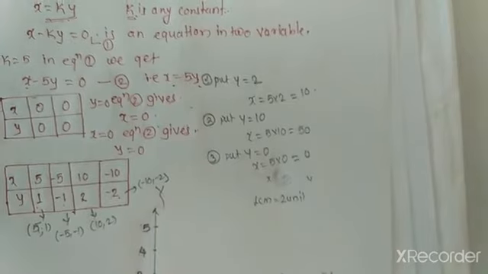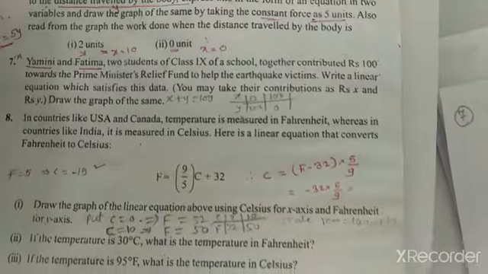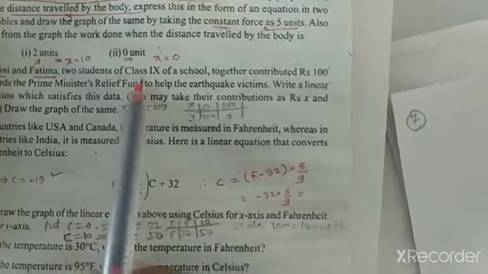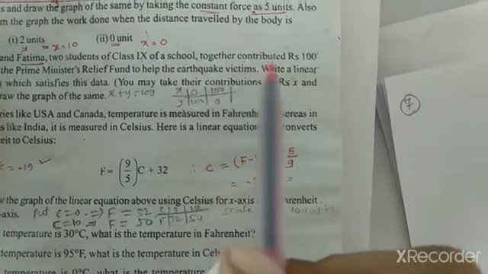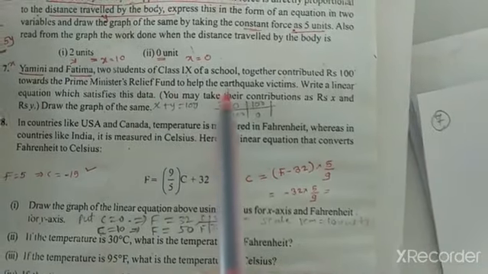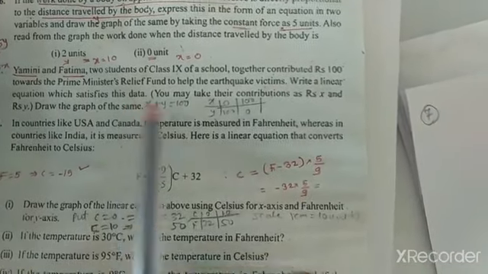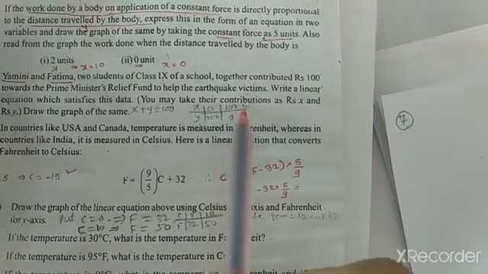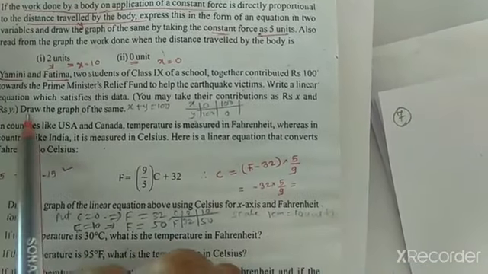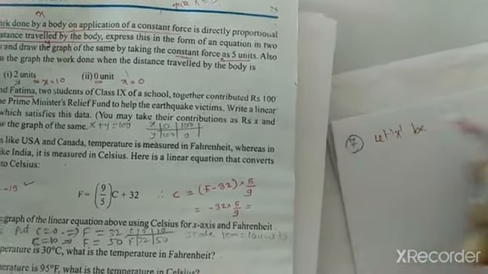Similarly for example number 7, I will explain it shortly. Example number 7 says that Yamini and Fatima, 2 students of class 9 of a school, together contributed rupees 100 toward the Prime Minister Relief Fund to help the earthquake victims. Write a linear equation which satisfies the data. You may take their contributions as rupees x and rupees y. Draw the graph of the same.